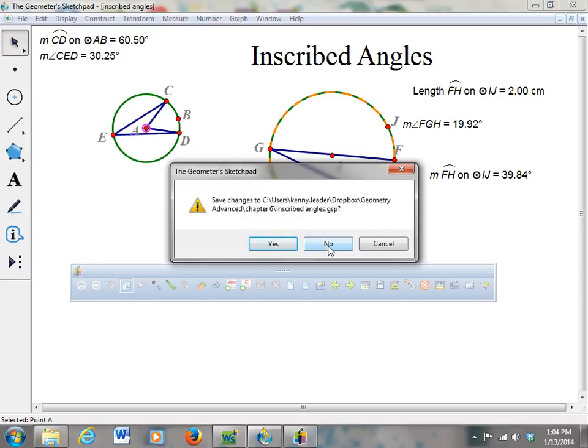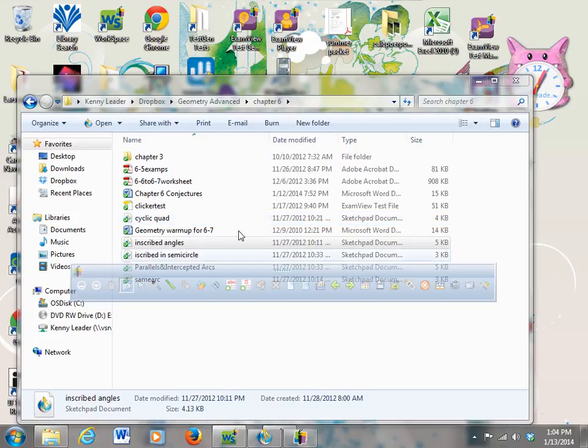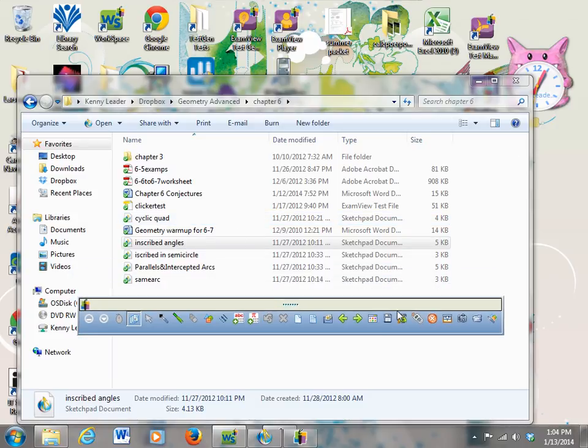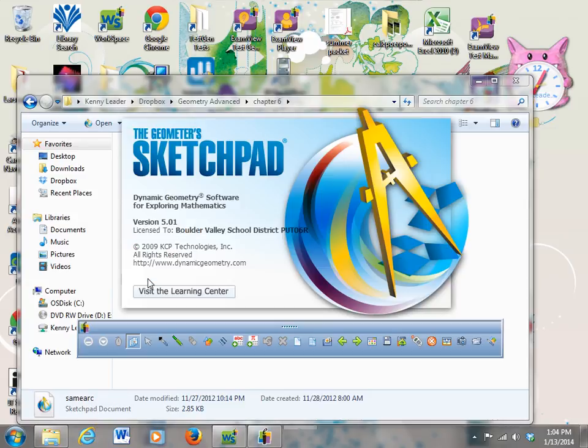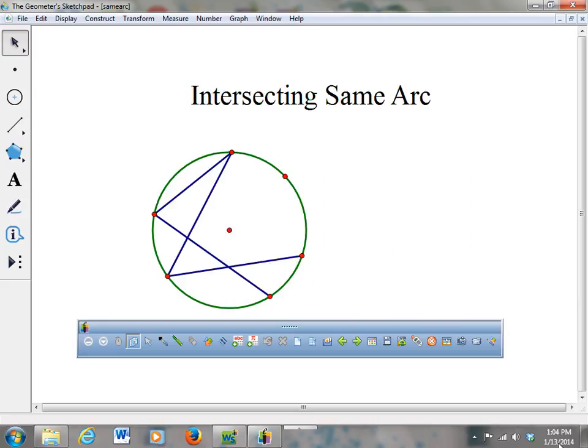Okay, so inscribed angles, same arc. Here's another one. If this inscribed angle and this inscribed angle both intercept the same arc, what would have to be true about this angle and this angle? They're the same. Do they both intercept the same arc? Oh, they don't in this case. There. Now they intercept the same arc.